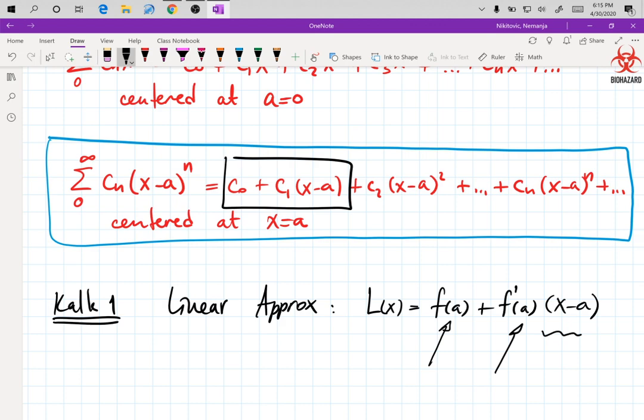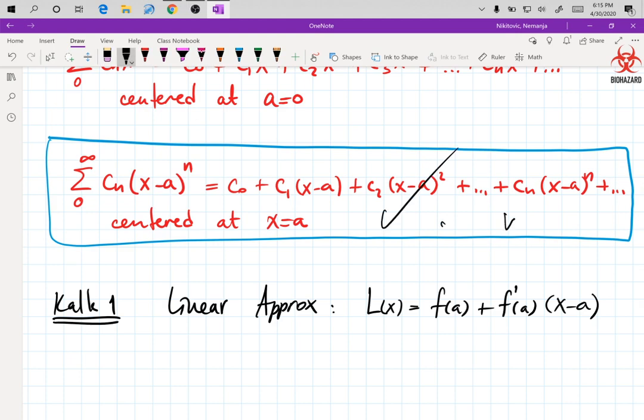So you have already learned in Calc 1, without knowing about it, the first two terms of the power series we are learning tonight. Your linear approximation is just the first two terms. Then you add the third one and the fourth one and the fifth one, and as high as you need to go for the precision that you need.